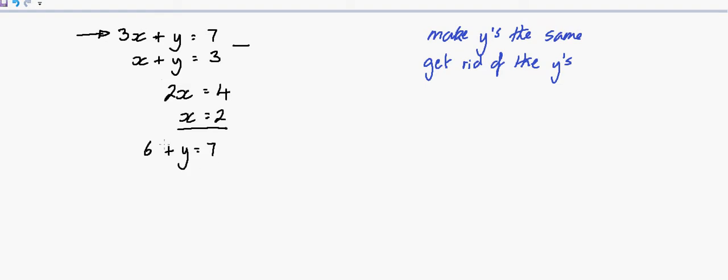Okay? This number will always come over here, and remember the sign changes. So y equals 7 minus 6, so y equals 1. And there we go, we found what x and y equals, okay? But we always make the y's the same, and then we get rid of the y's by adding and subtracting. Once you've done those two things, the thing solves itself, okay? So I'm just going to pause this and write another question.